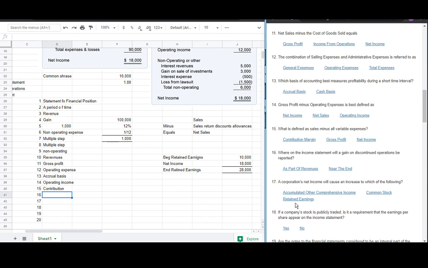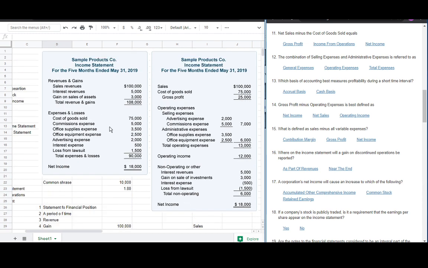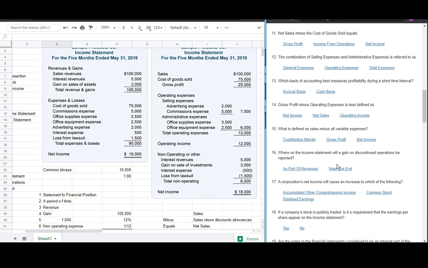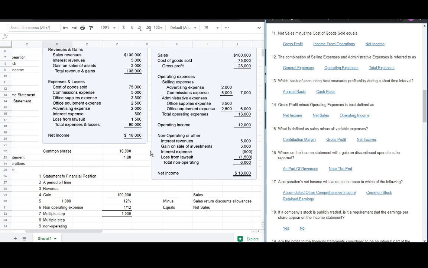Number 16, where on the income statement will a gain on discontinued operations be reported? Even though we have no example here, usually it is below the non-operating activities. So it is near the end. And so what are discontinued operations? This is when the company decides that, since one of its divisions or parts is losing money, they will shut it down. So it has a separate disclosure from the main division, or rather the profitable division.